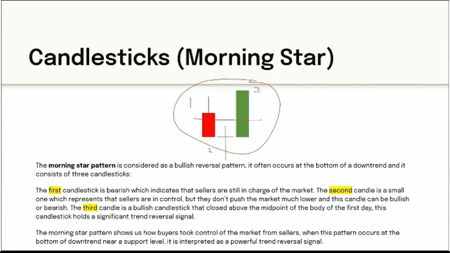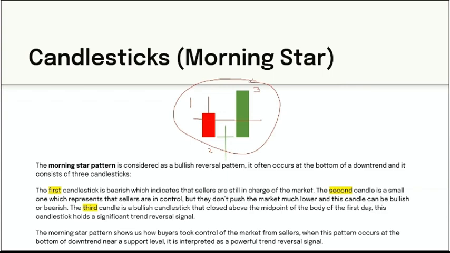Okay, so let me repeat the 4 criteria. Criteria number 1 is it must be made of 3 candlesticks. Criteria number 2 is the first candlestick must be a bearish candle. Criteria number 3 is the second candlestick must be a doji candle. And criteria number 4 is the third candlestick must be a bullish candlestick that closes above the midpoint of the first candlestick. So these are the 4 criteria for a morning star.